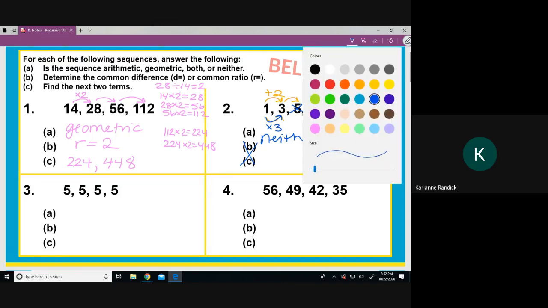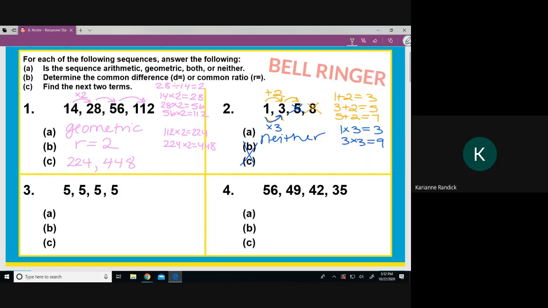Then I take a look at number 3, and we have the same number over and over again. Let's think, what can I add to get from 5 to 5? I add 0. If I add 0 again, I get 5, and again, I get 5. So that works. But also, what if I multiply? 5 times what is 5? 5 times 1 gets you 5. Times 1 again, it's 5, and again, it's 5.